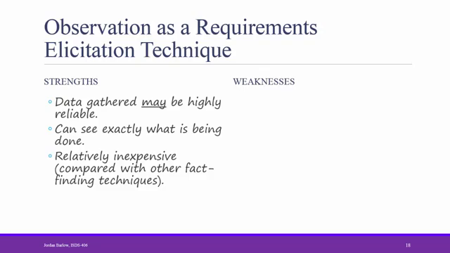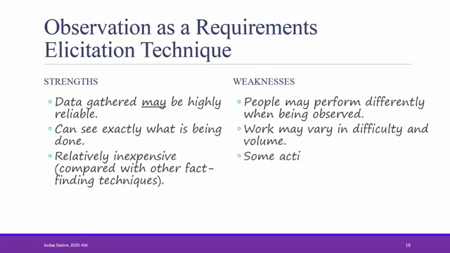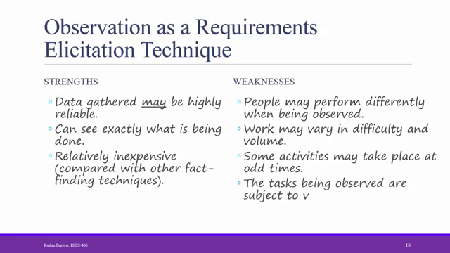The reason I say data gathering might be highly reliable is that people might perform differently when they're being observed. Some people get nervous about being watched. Work can also vary in difficulty and volume, so it's hard to get an exact picture by only observing once. Finally, some activities may take place at odd times, and you might not observe them during your formal observation period. And the tasks being observed are subject to various types of interruptions.